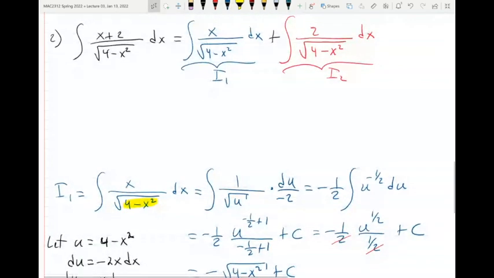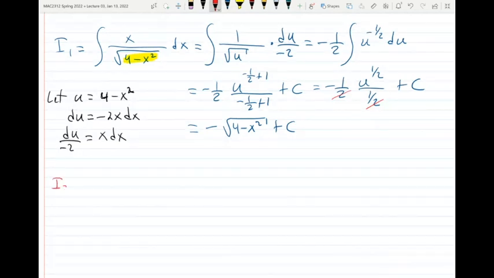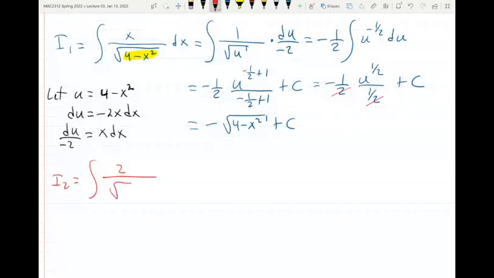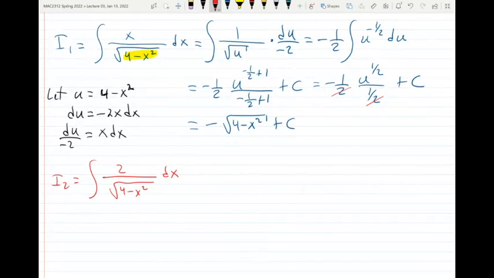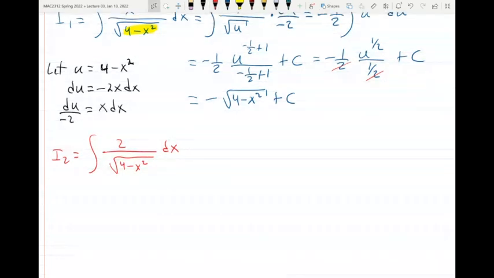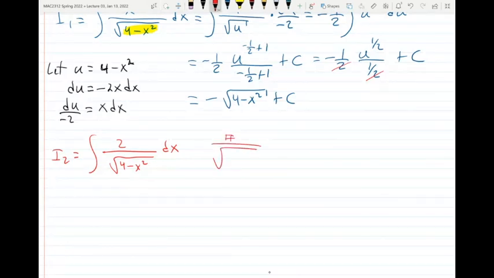Now we need to go ahead and calculate the second integral. That's 2 over square root of 4 minus x squared dx. Once again, we realize that this has the shape of an inverse sine integral, because it has the form number over square root of number minus something squared. So that means that this is an inverse sine integral.